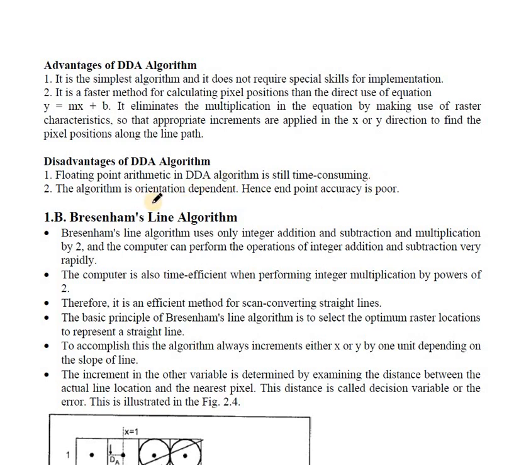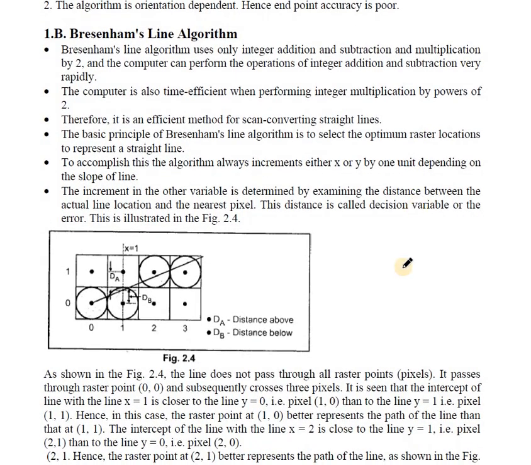Another problem with this algorithm is it is orientation dependent, indicating that the endpoint accuracy is poor depending upon the type of line we are trying to draw. So if it is a vertical line or a horizontal line or a 45-degree slant line, then it is okay. But if very steep lines are there, then the endpoint accuracy is poor. So that is all about DDA line drawing algorithm. Now we move ahead with Bresenham's line drawing algorithm.